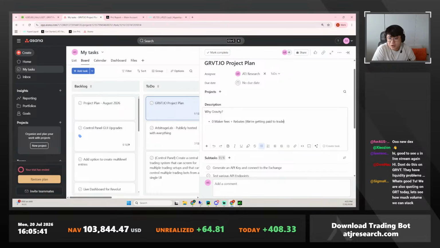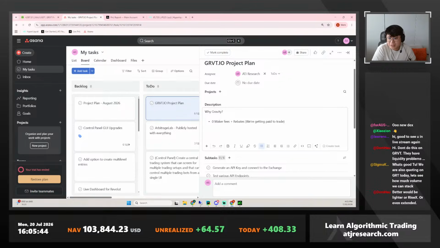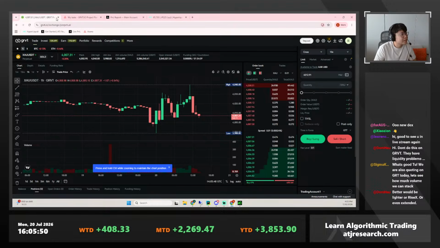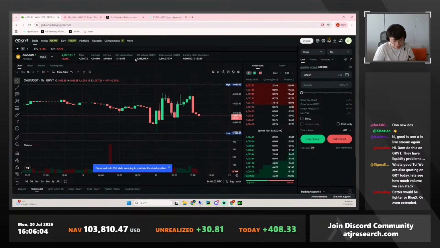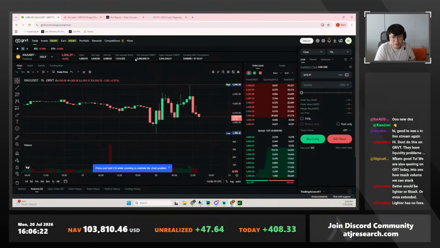They have liquidity problems. Better would be Lighter, RiseX, or even Extended. Yeah, I was looking at Gravity, right? Their liquidity is actually not that high. They have around 5 million in 24-hour volume, but I still think it's a good attempt to try, because at the end of the day, even if we just deposit 5K, 10K, or something around that range, we can still try to make a profitable system. I'm also planning to try Lighter and RiseX or Extended. So thank you, Dom, for suggesting that. But I already made my plan, and I'm going to proceed with it.